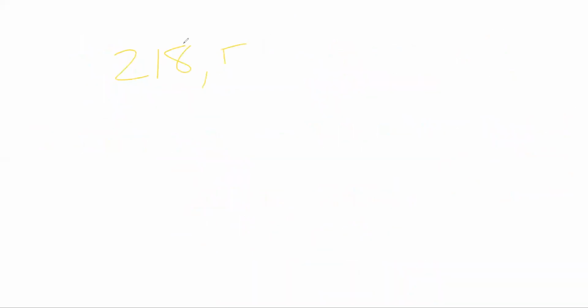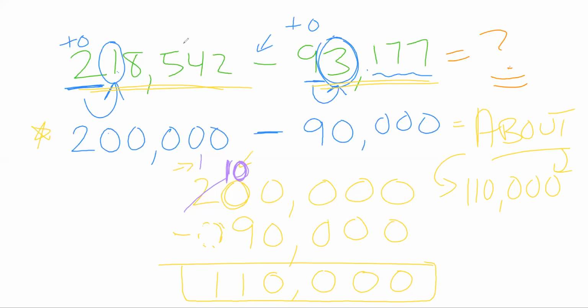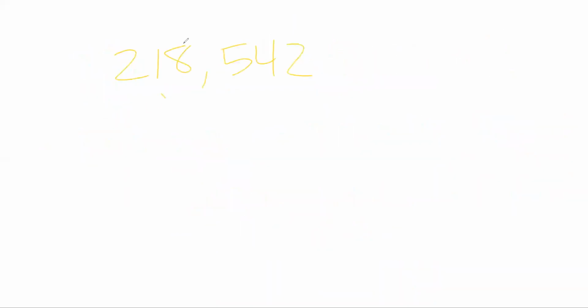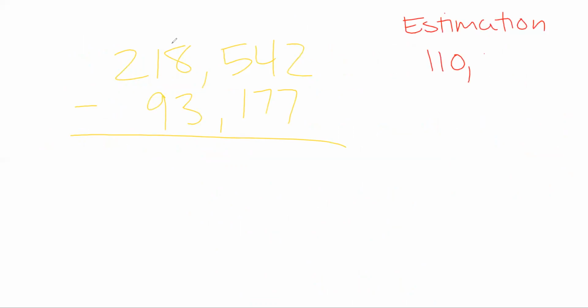218,542. Sorry, I'm going to have to jump back and forth as I look at these numbers. And 93,177. Okay, cool. And now I'm just going to really do the algorithm. Now, if you remember the estimation, right? Our estimation for this was our answer should be around or about 110,000. So let's find out.